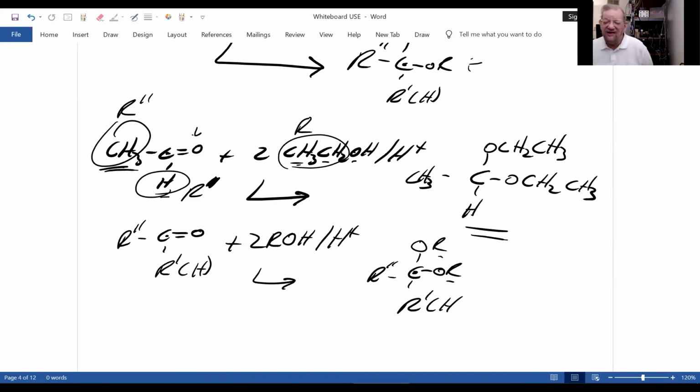In this case, it's called an acetal. And we'll learn more about acetals and ketals when we talk about carbohydrates, because they're quite important. And that's how you do it.